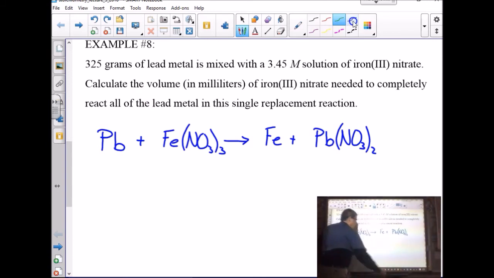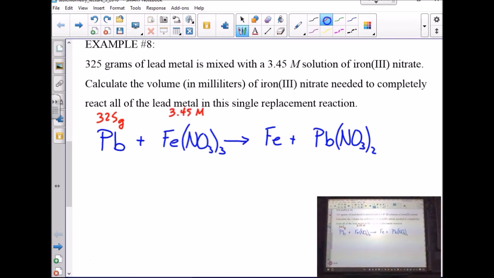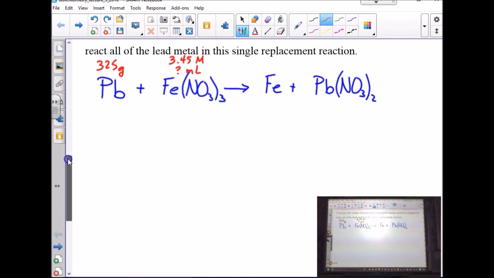All right. And let's write down what we know. So we know we have 325 grams of the lead, and we also have a 3.45 molar solution of that. The question says what? Calculate what? The volume in milliliters of the iron 3 nitrate. So we need question mark milliliters.